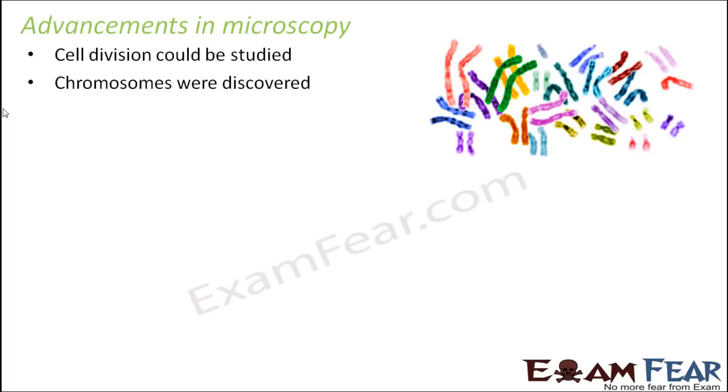So due to this advancement of microscopy, chromosomes were also discovered. They were very tiny thread-like structures, so they cannot be seen with the naked eye, or even with a normal simple microscope. But with the advanced microscopes, it was possible to see chromosomes, and that is how chromosomes got discovered. And that is when people got to know that there is something called genes which is located on the chromosomes, and these genes were the units of inheritance.